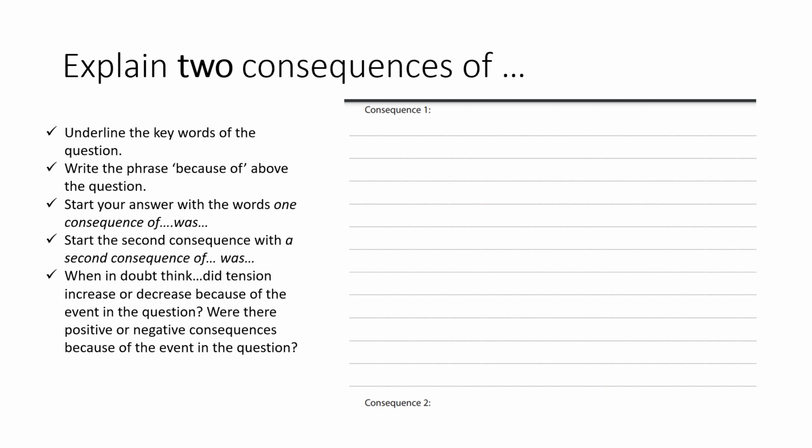If you struggle to think of a consequence, just think, did tension increase or did it decrease because of the event in the question? Were there positive impacts of the event in the question or negative impacts? So that's your starting point. And once you've decided that, you can then give examples to support your point. And the way that we attach examples is to write for example.